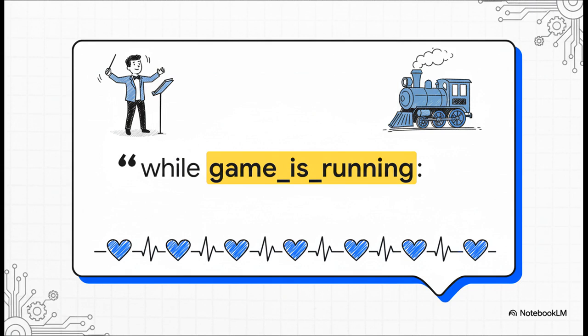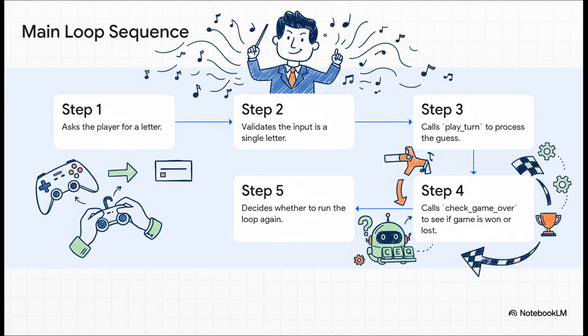It's really simple. As long as this one variable, game running, is true, the loop just keeps on going, turn after turn after turn. It's literally the heartbeat of the application. And this conductor has a very specific rhythm. On every single turn, it does the same thing in the same order. 1. Ask the player for a letter. 2. Hand that letter over to the play turn worker. 3. Call the check game over worker to see what happened. It's like a real conductor, making sure each part of the orchestra plays at exactly the right time.